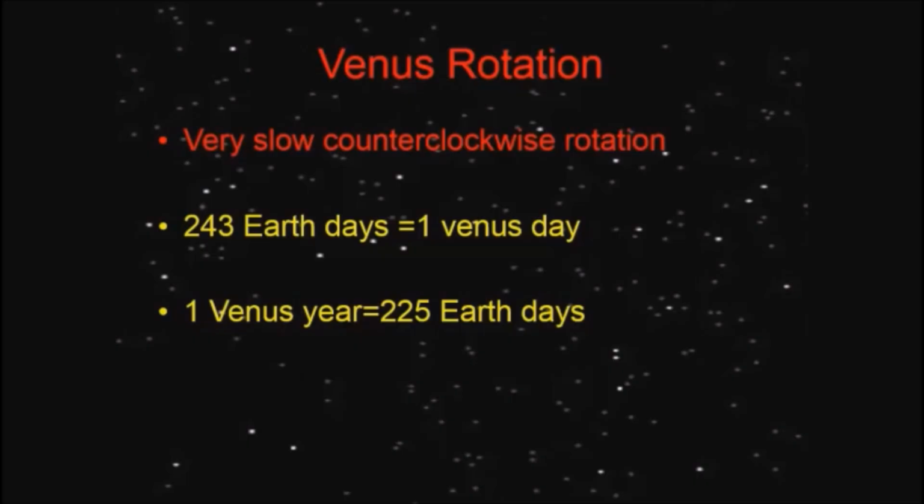The other thing we mentioned was Venus's rotation. Venus has a very slow counterclockwise rotation, and it actually takes 243 Earth days to spin once on its axis, which is one Venus day. Weirdly, 1 year on Venus is 225 Earth days. So that's a little strange. Venus's day length is actually longer than its year length.